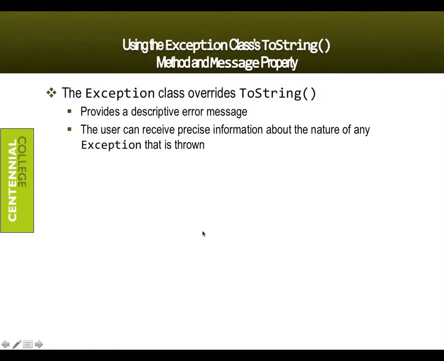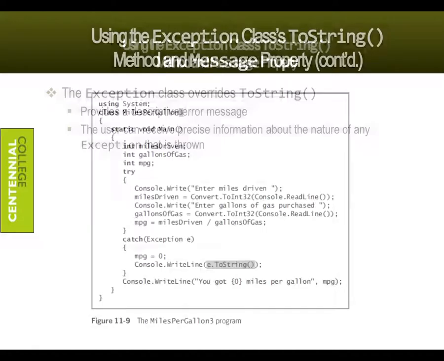So some other exceptions. It says the exception class overrides toString. I'm going to stop in about 5 minutes to give you guys a break, because I know some of you are fading out. The user can receive precise information about the nature of any exception that is thrown. We know that already, right?